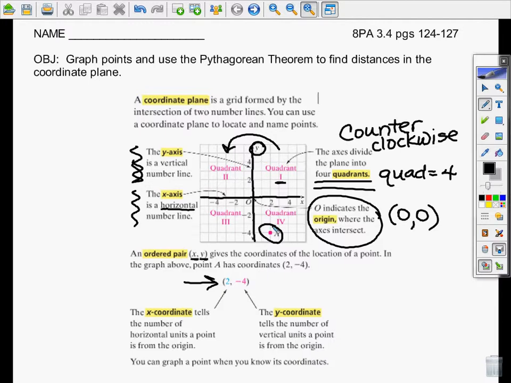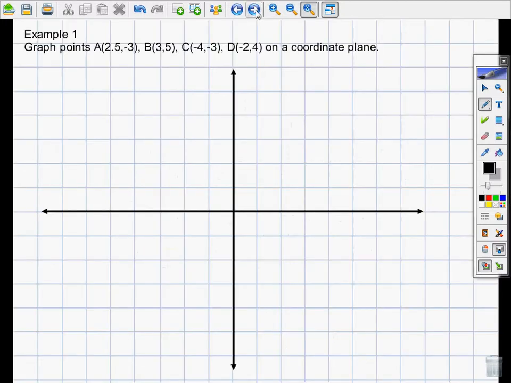Let's go ahead and flip our page. I've set up some graph paper for you there, a coordinate plane. We can do all of this on the same exact coordinate plane. Okay? I'm going to do the first one with you, and then I want you to do the next 3 after that. So the first one is point A, and we want to graph (2.5, -3). Okay? They don't always have to be integers.